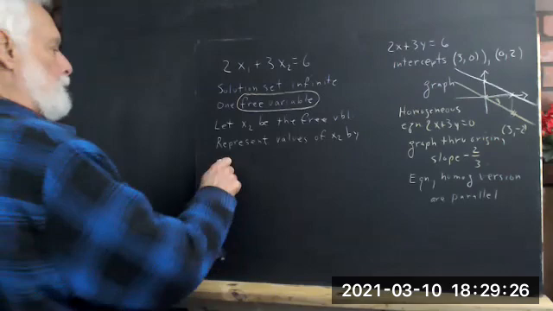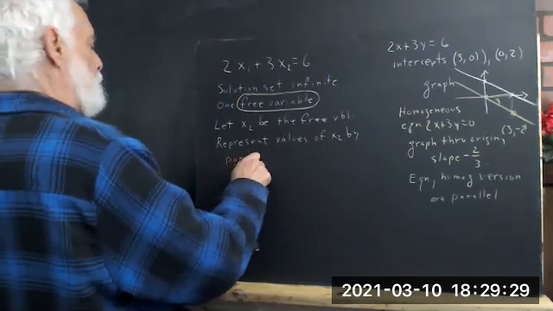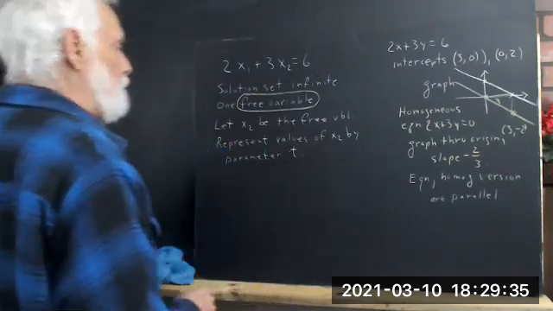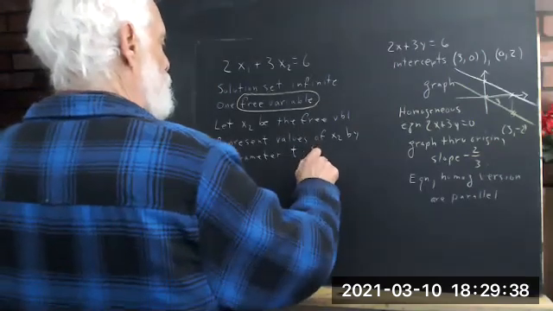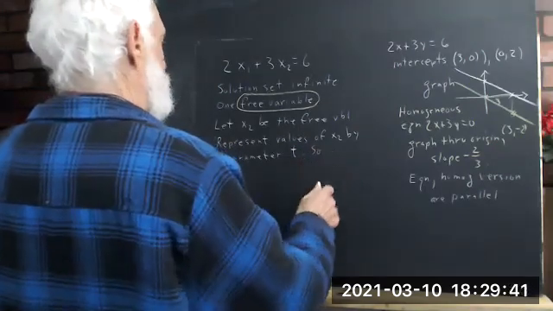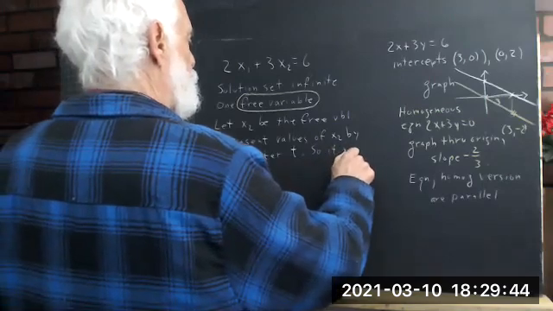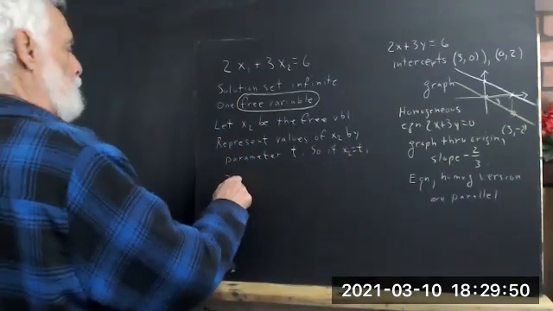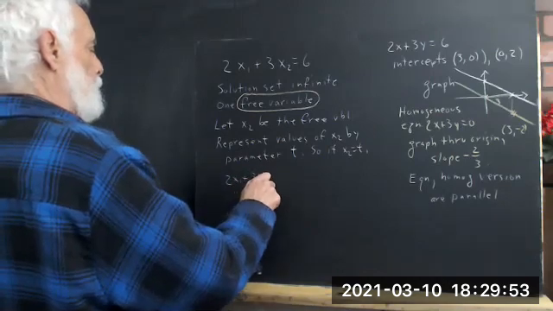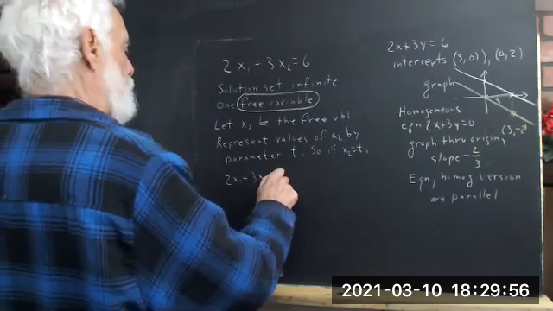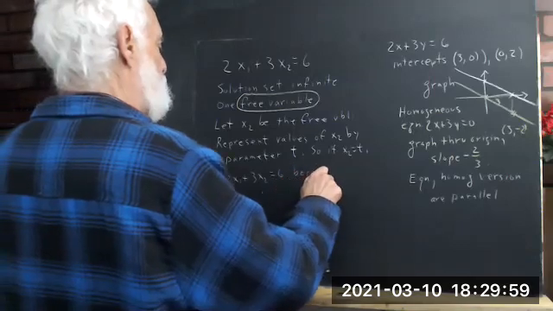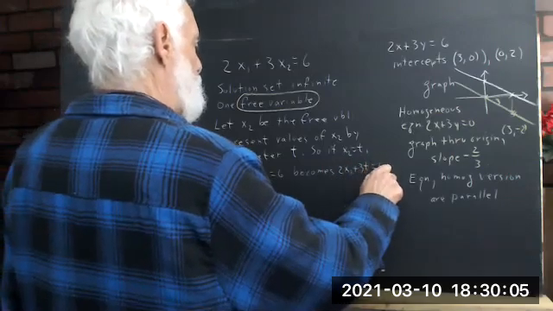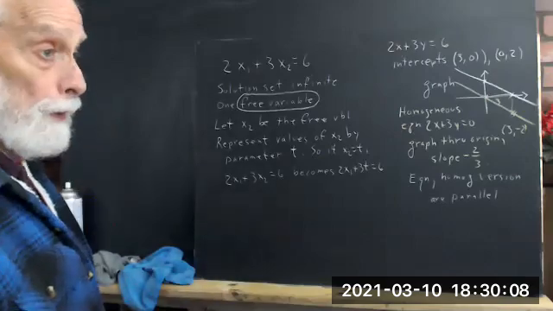I'm going to represent the values of x2 by the parameter t. So if x2 equals t, well, then 2x1 plus 3x2 equals 6 becomes 2x1 plus 3t equals 6.